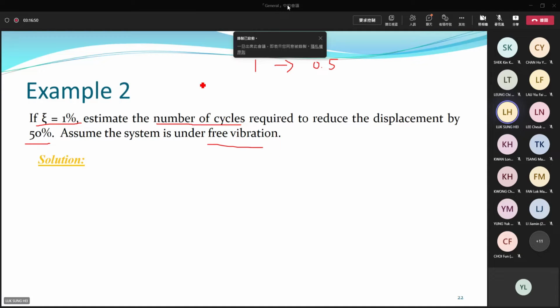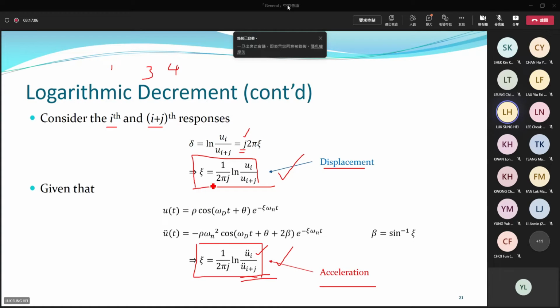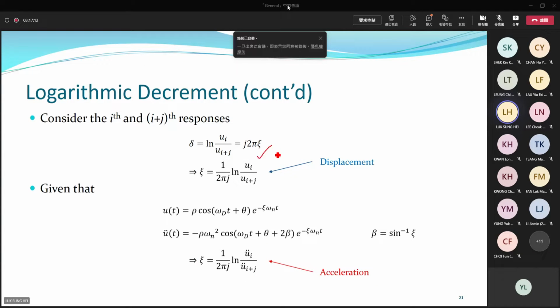So what do you do? You may use the classical method, express u in terms of the sine and cosine functions, and then by solving the equation, you can find the time required. But I think the shortcut here is you can use the log decrement equations that we just mentioned before. The question asks you to find the number of cycles required to reduce the vibration amplitude to 50%. Say, for example, if the initial value is 1, then the target is to find when displacement reaches 1/2 of the initial value.